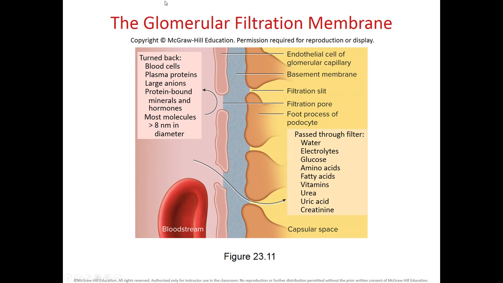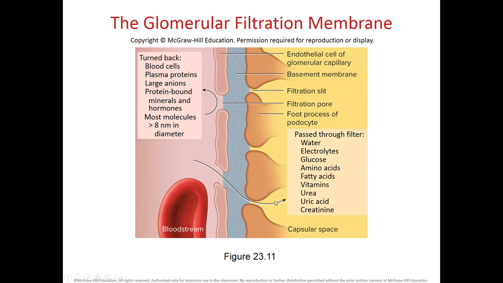So this is the diagram to show you the components of the filtration membrane. These are the capillaries of the glomerulus. These are the endothelial cells of the glomerulus with these filtration pores. These filtration pores do not allow most molecules greater than 80 nanometers in diameter to pass, including red blood cells or white blood cells, plasma proteins, large anions, protein-bound minerals and hormones, etc. Then we have the basement membrane with this proteoglycan layer that is negatively charged. And then we have these filtration slits of the podocytes.